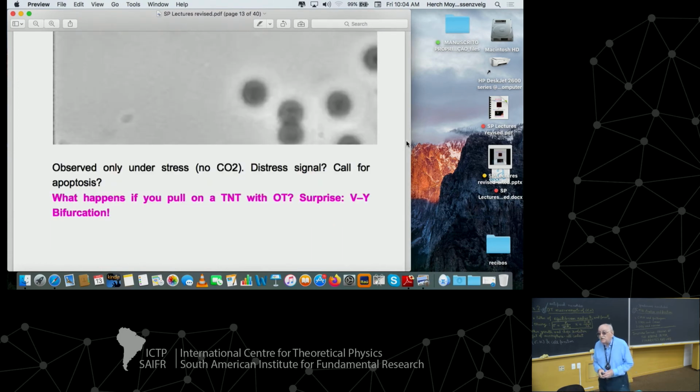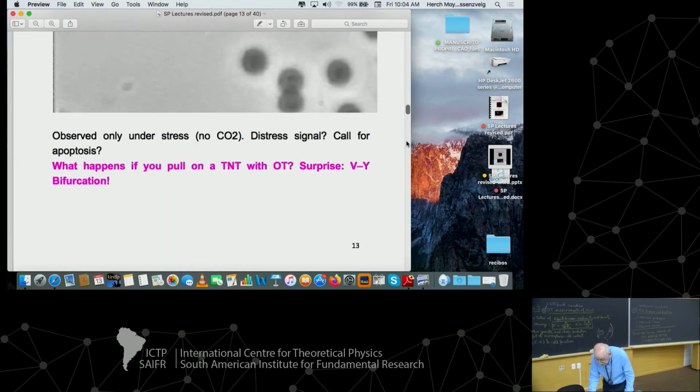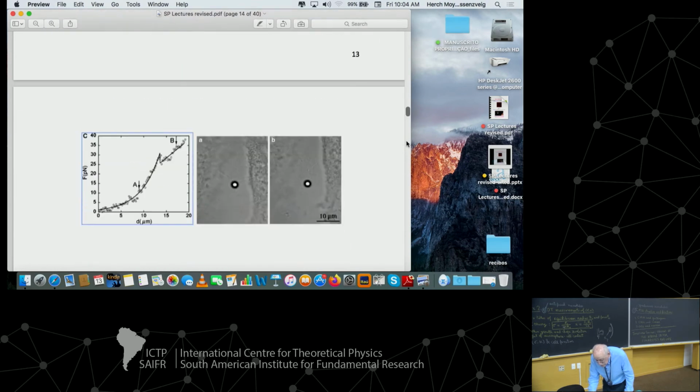Now, what we did after that, we had that TNT extended, and we asked, what happens if you now use the optical tweezers to pull not on the cell, but on the TNT itself? Okay? All right. We had a surprise here. It appears, but it's not easy to see. Perhaps if the lights are off, you can try to see it better. But maybe I can try to show how it is.